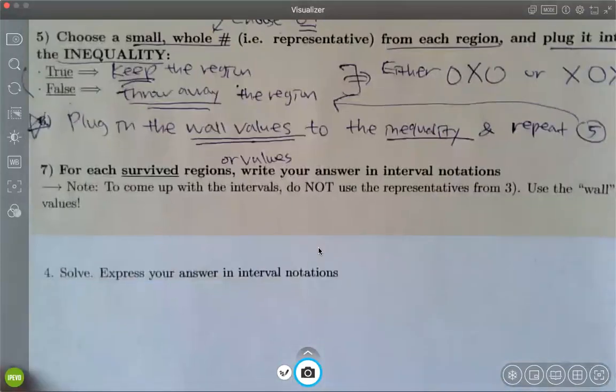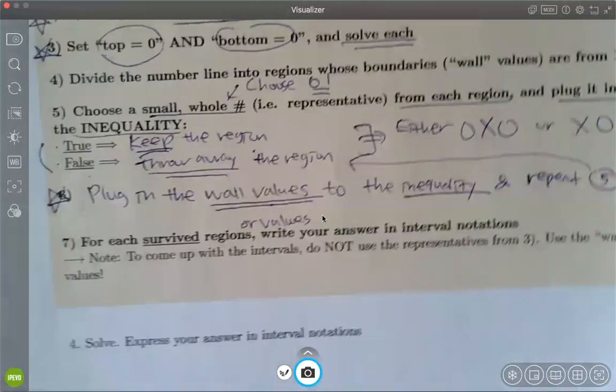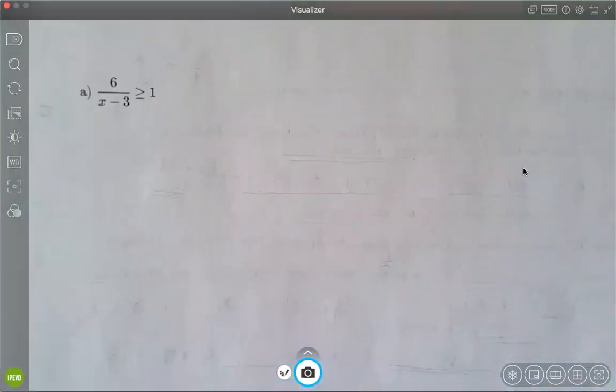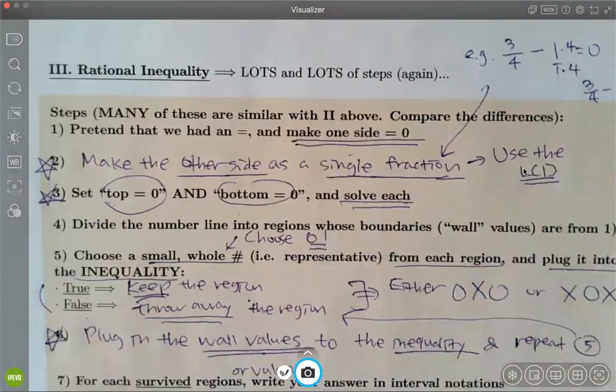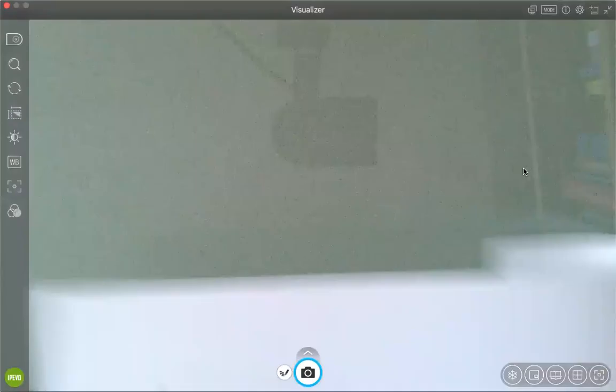It's the exact same problem as before. So can I go to the next page? Okay, so now 6 over x minus 3 is greater than or equal to 1. Now here again, what was the first step? Pretend that we had an equal sign, and then make one side equal to 0, and for the other side, make it a single fraction.